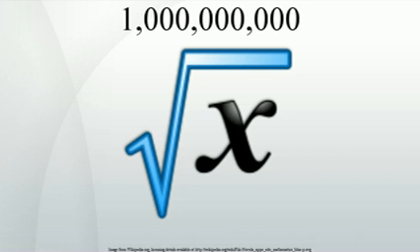1 billion. 1 billion is the natural number following 999,999,999 and preceding 1,000,000,001. In scientific notation, it is written as 1×10^9.